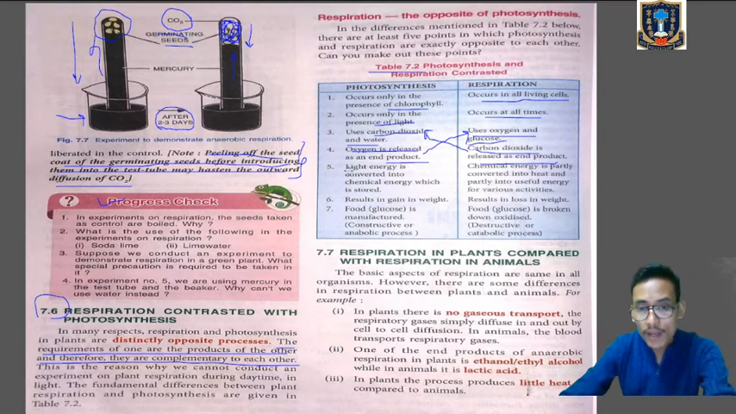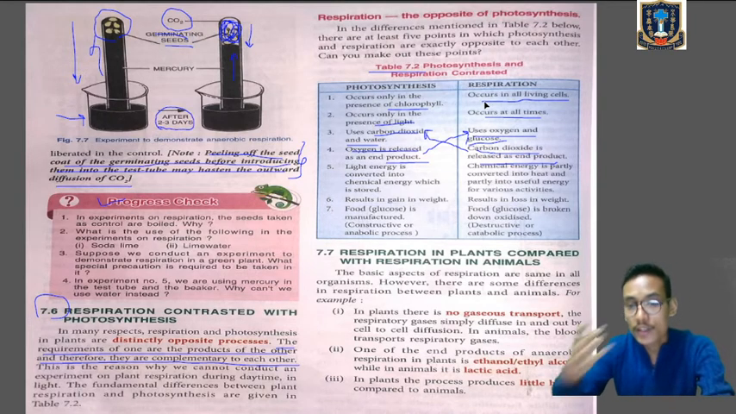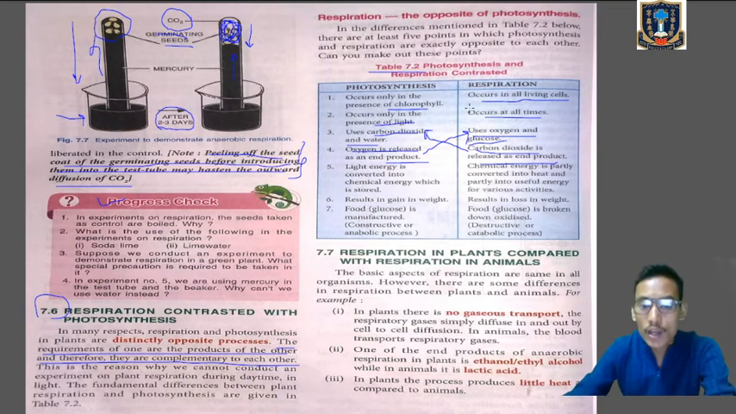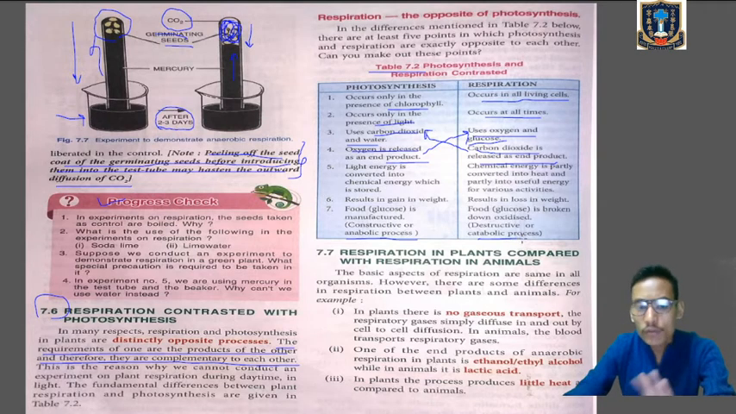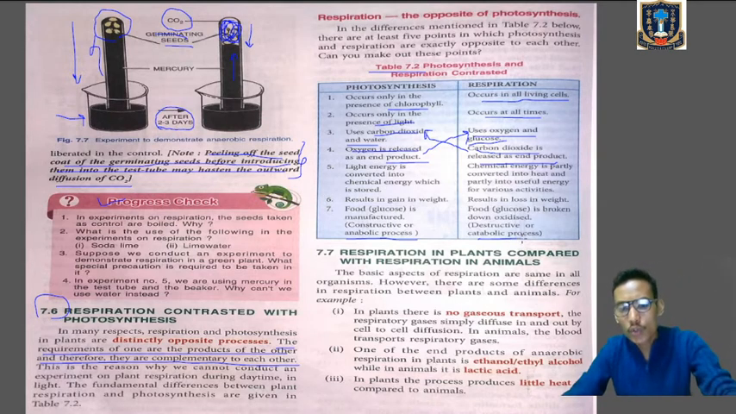Clear? Number 5, in photosynthesis light energy is converted into chemical energy, whereas in respiration chemical energy is converted into heat and partly into ATP energy. The result is gain in weight, but in respiration there is loss in weight. In photosynthesis, food or glucose is produced, but in respiration, the food particles which were produced are broken down. They are oxidized to produce energy. So that's why photosynthesis is known as an anabolic process, because there is production of food, whereas respiration is called a catabolic process because there is breakdown of food. So that is the difference between respiration and photosynthesis.